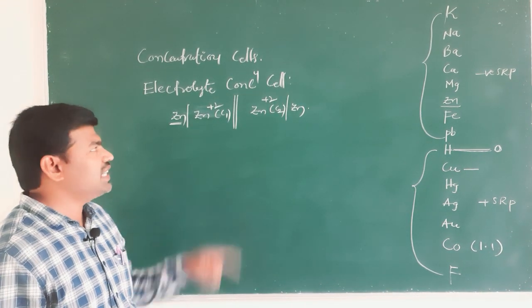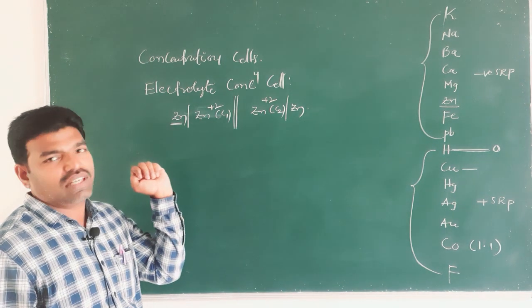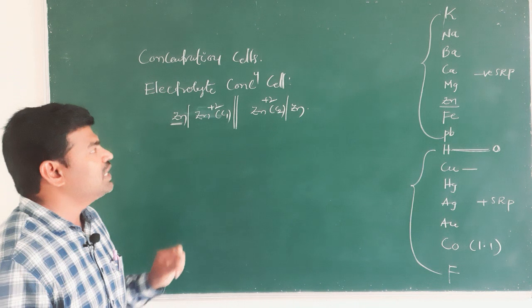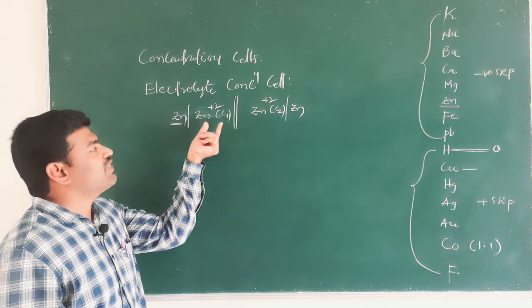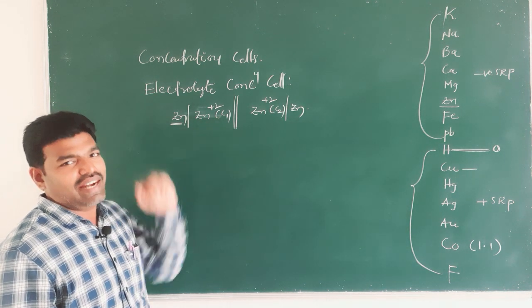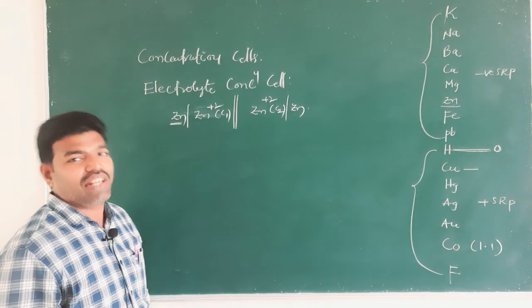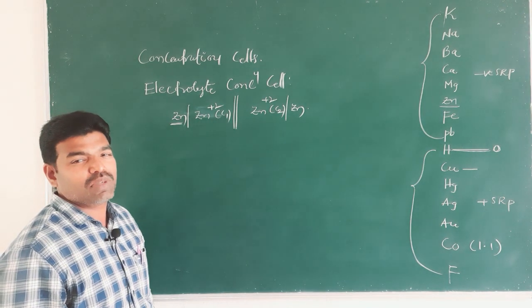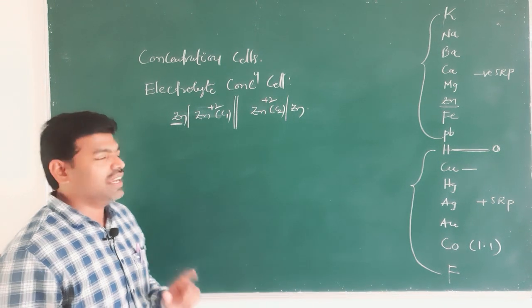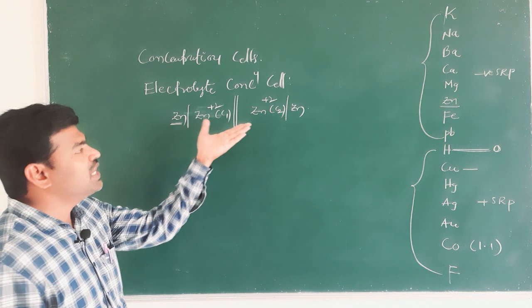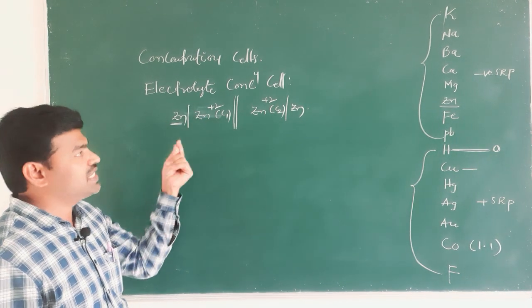Okay. So let us consider this zinc cell as an example for an electrolyte concentration cell. In this cell, the electrodes are reversible with respect to the cations. Let us go through the EMF calculation of this cell.